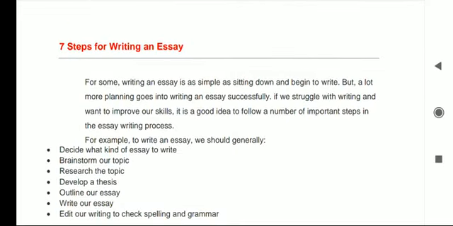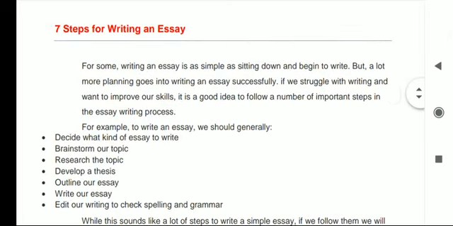Dear students, for some, writing an essay is as simple as sitting down and beginning to write. But a lot more planning goes into writing an essay successfully. If we struggle with writing and want to improve our skills, it is a good idea to follow a number of important steps in the essay writing process. For example, to write an essay, we should generally decide what kind of essay to write.